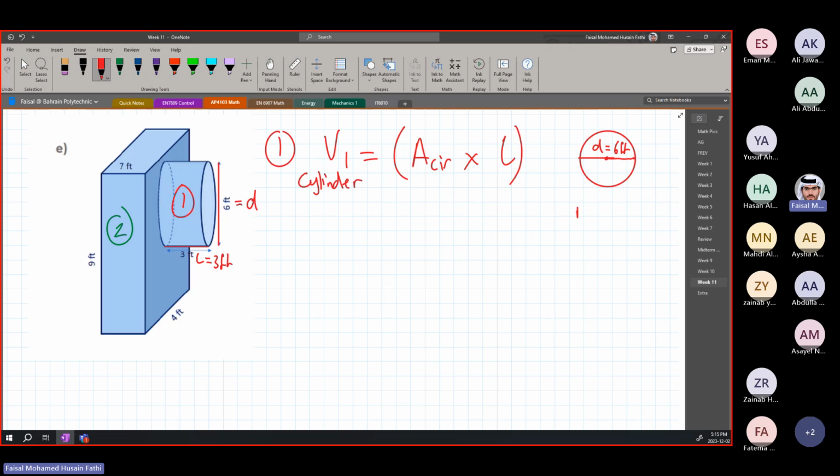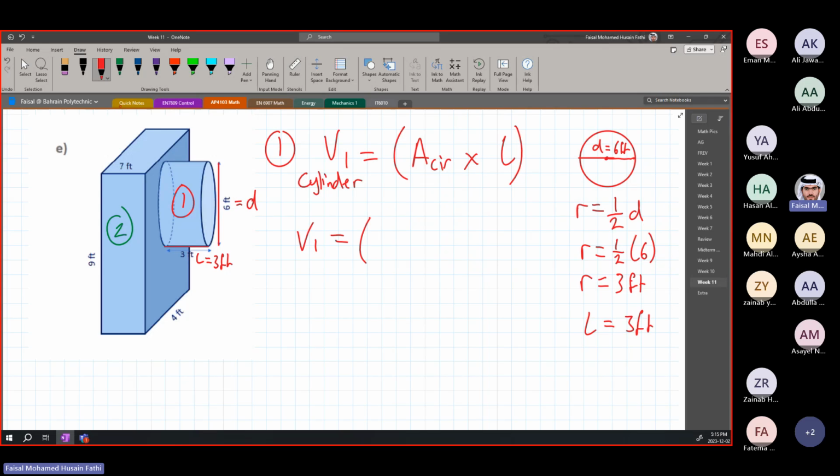So find the radius. What is the radius? It's equal to half times the diameter. The radius is equal to half of 6, which is 3 feet. Okay? L, we know, is also 3 feet. Now we can just solve, plug in.